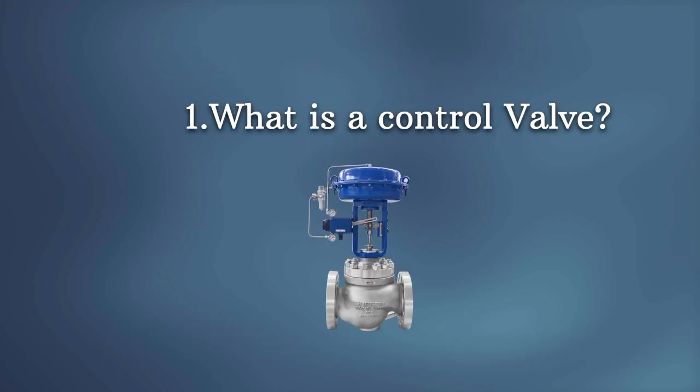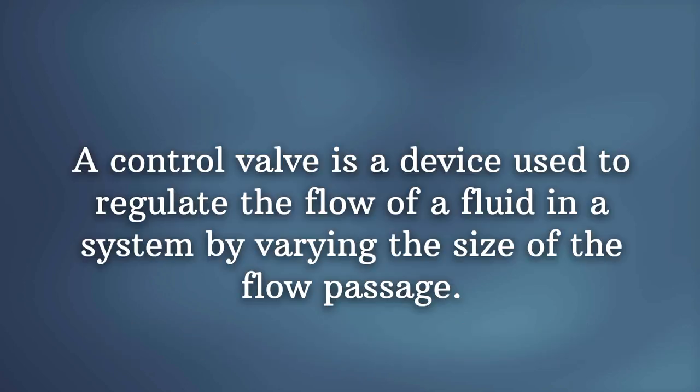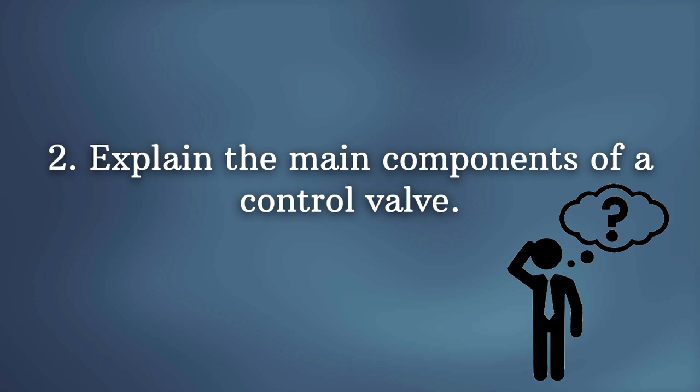What is a control valve? A control valve is a device used to regulate the flow of a fluid in a system by varying the size of the flow passage. Explain the main components of a control valve.